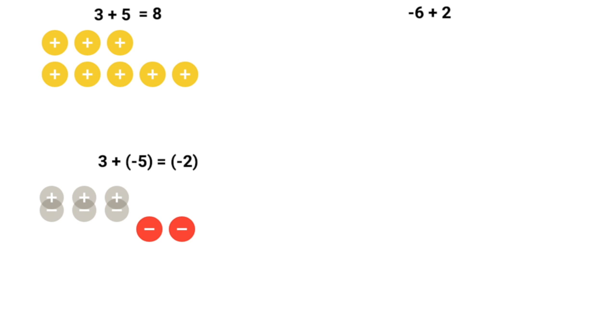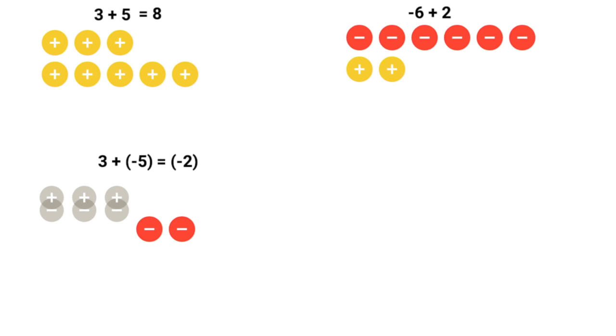If we start with 6 negatives this time, we'll go through the same process. We need to add 2 positives, so we'll go ahead and add 2 positive counters. When we do that, we're again looking for zero pairs, so we can clearly see that there are 2 zero pairs. When we neutralize those, when they cancel each other out, we are left with 4 negatives.